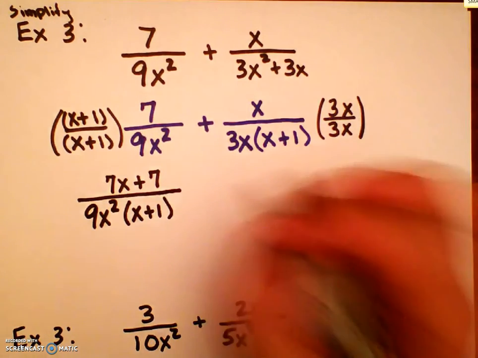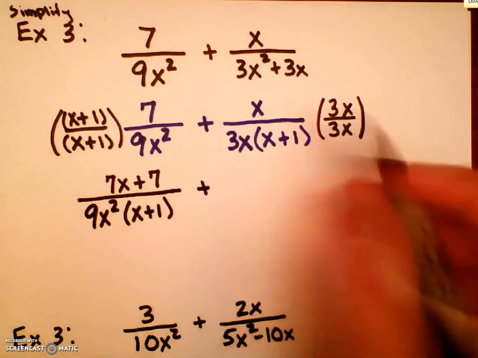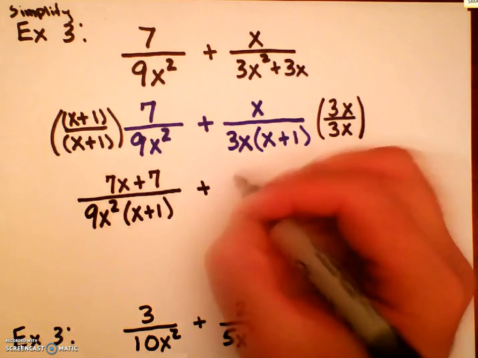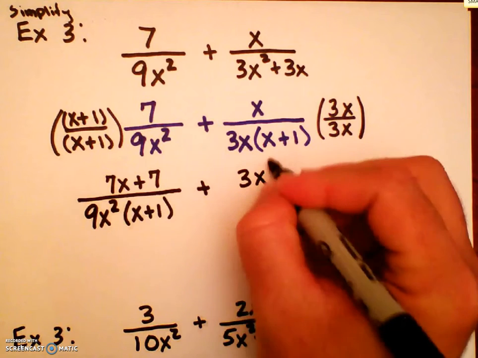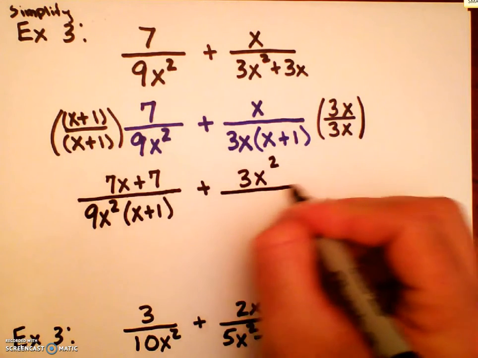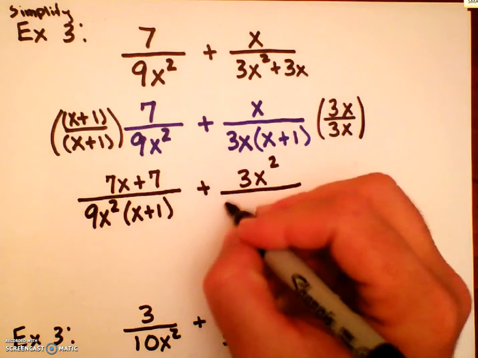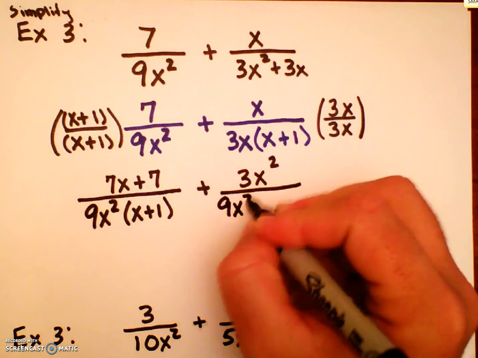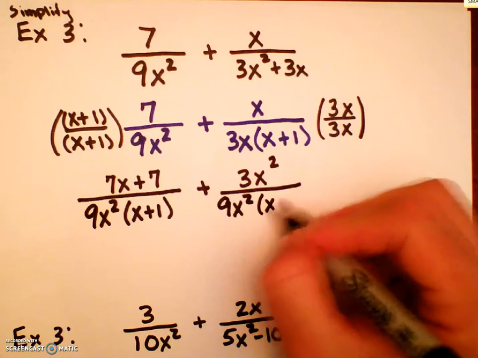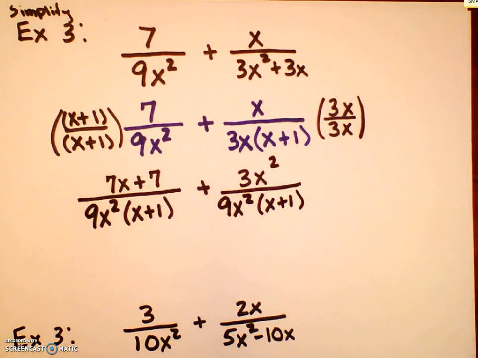Now I'm going to do the same thing to the right fraction. Plus x times 3x is 3x squared. And I am going to simplify this just a tad. 3x times 3x is 9x squared. And then the x plus 1 drops. So if you notice, they are the same.